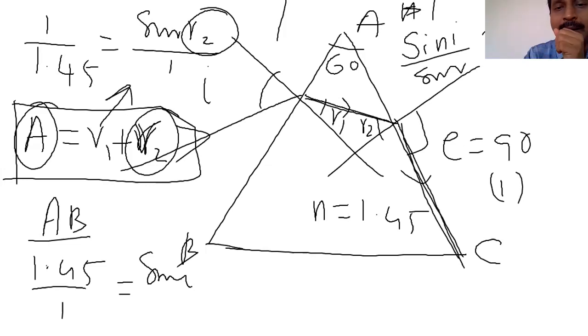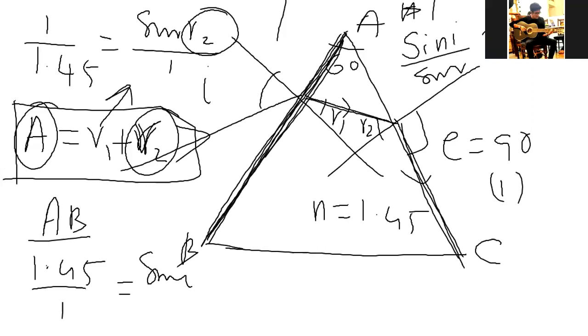Okay. So tell me, come back to AB now. What is the first medium for you? Air. What is N2 for you? N2 is the prism, with refractive index 1.45. And what is the angle of incidence here? Angle I. What's the angle of refraction? Angle R1.